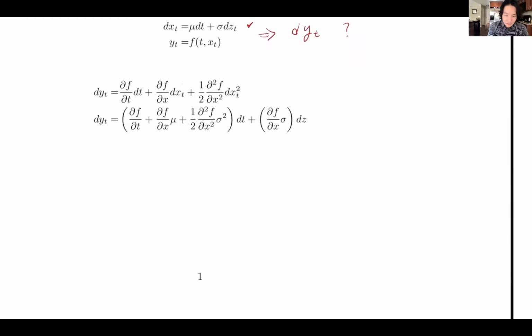So basically the math is almost the same as before in a deterministic case. That's d of f(t, x_t). In a deterministic case, first you take the partial derivative with respect to t and you multiply dt. And also there's a partial derivative with respect to x and dx. And that was it for the deterministic case. But for Ito's Lemma, because dx squared is no longer 0, we have the second order term here.